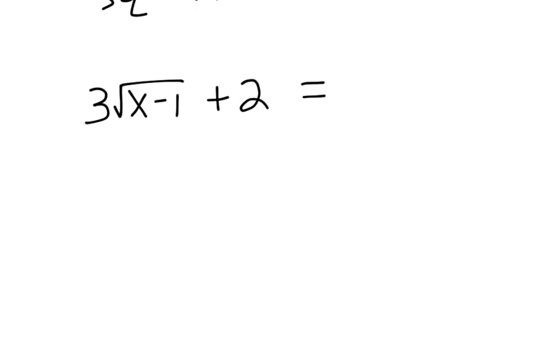So an example of this would be 3 square root of x minus 1, say plus 2, equals, let's go 14. Now, to isolate this radical, I've got to get rid of the plus 2. That means I'm going to subtract it over.